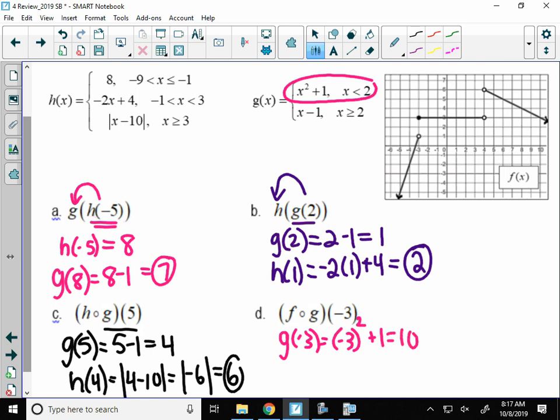I'm going to take that 10 and put it into the function of f. So f is the graph here. I go to where x is 10. I go up onto my graph, and the output is 3.